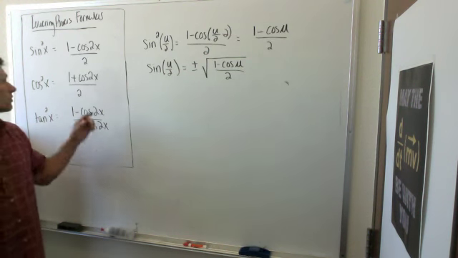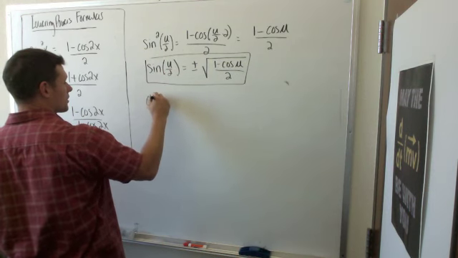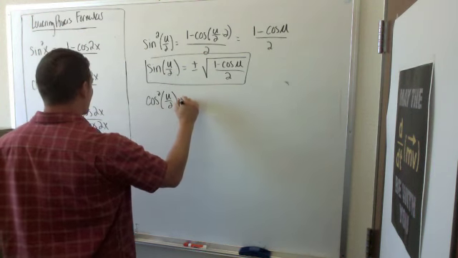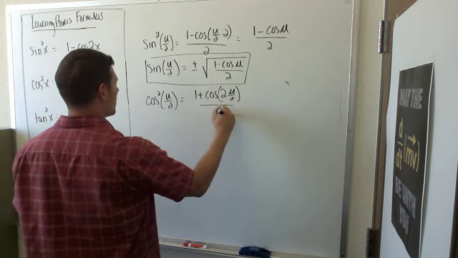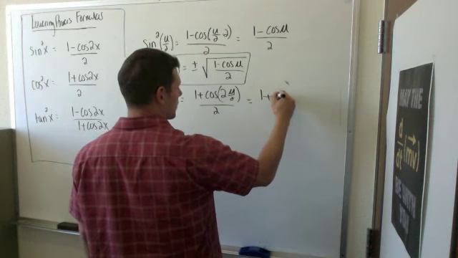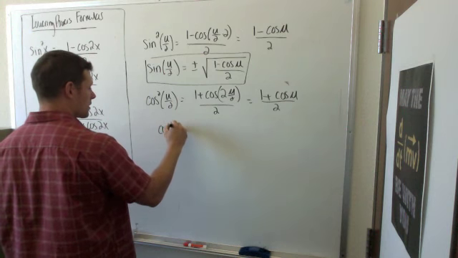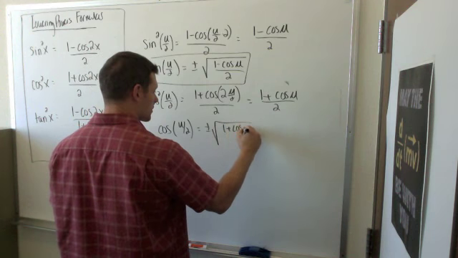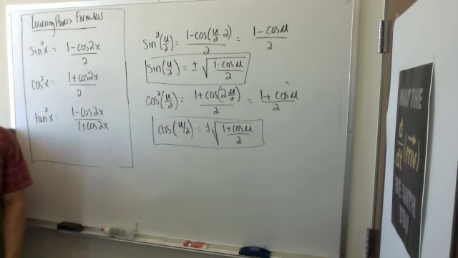Okay, and then you can do the same thing for cosine squared. So there's cosine squared of u over 2, replacing x with u over 2, equals 1 plus cosine 2 u over 2 divided by 2, which equals 1 plus cosine of u divided by 2. So if I take the square root of both sides, plus or minus, cosine of u over 2 equals plus or minus the square root of 1 plus cosine of u divided by 2. So there we have two of our half angle formulas. It's a half of an angle.